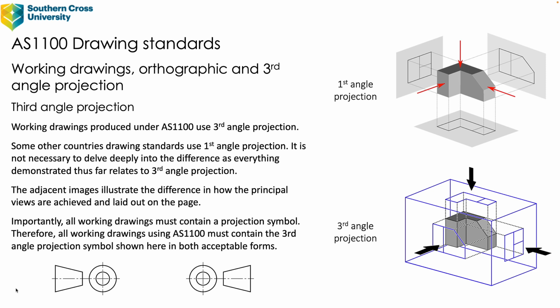Now, importantly, all working drawings must contain a projection symbol. Therefore, all working drawings using AS1100 must contain the third angle projection symbol that's shown here in both acceptable forms. So you can have one of those symbols down below there facing one way or the other way. They are the acceptable forms of that symbol.